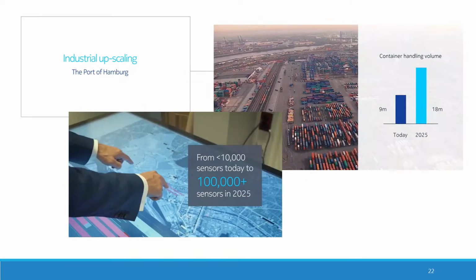Okay. At the end, they increased the container handling volume from 9 million units to 18 million units.